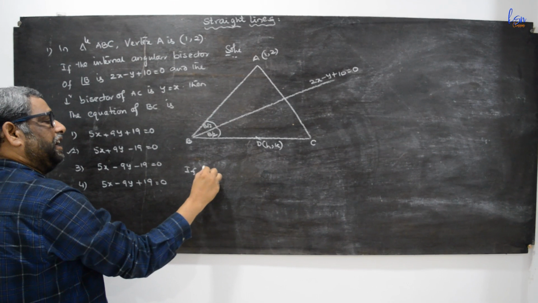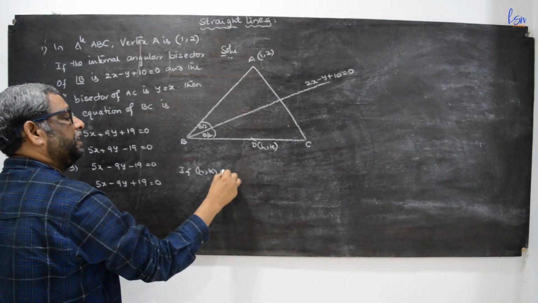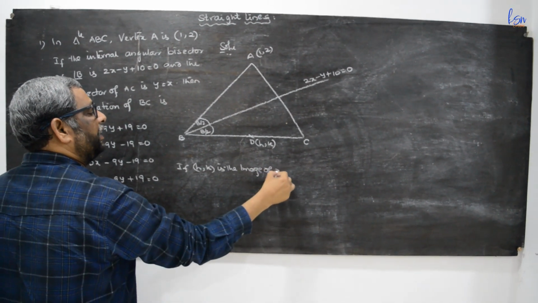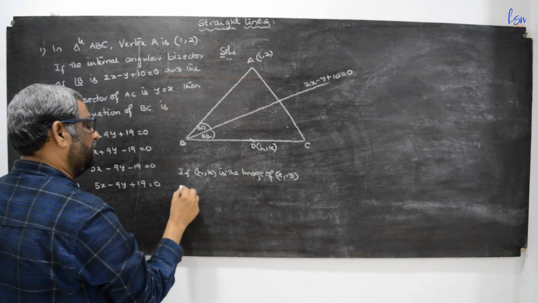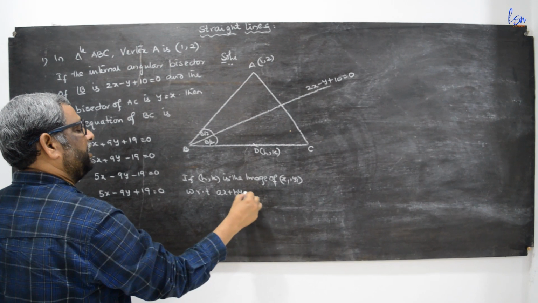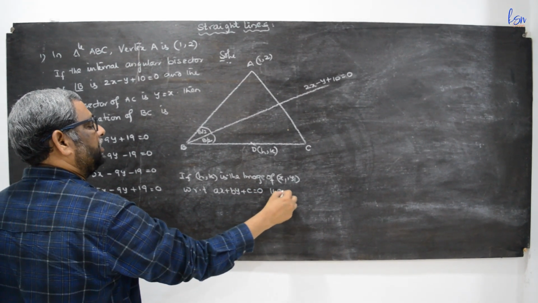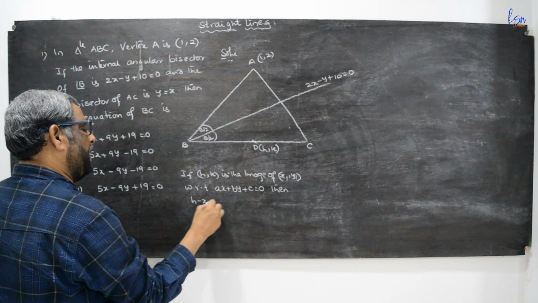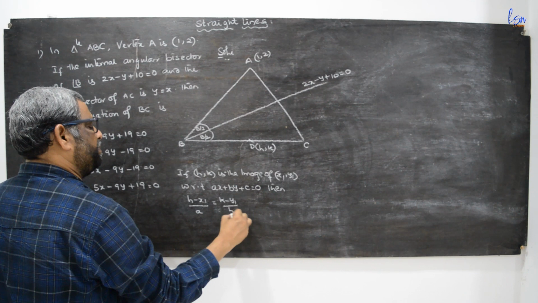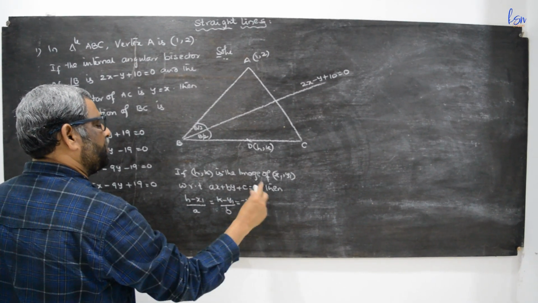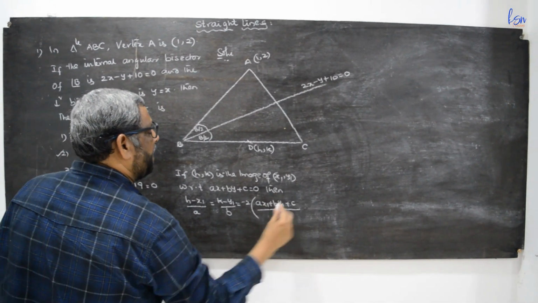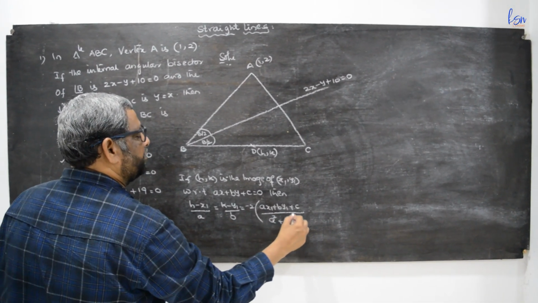If (h, k) is the image of (x1, y1) with respect to ax plus by plus c equal to 0, then (h minus x1) by a is equal to (k minus y1) by b is equal to minus 2 into (ax1 plus by1 plus c) by (a square plus b square).